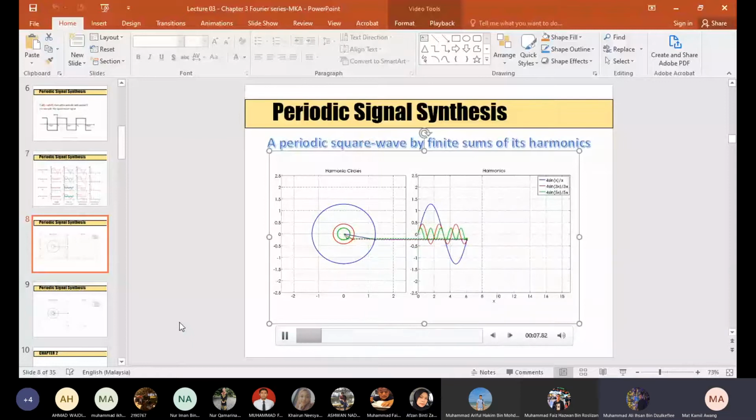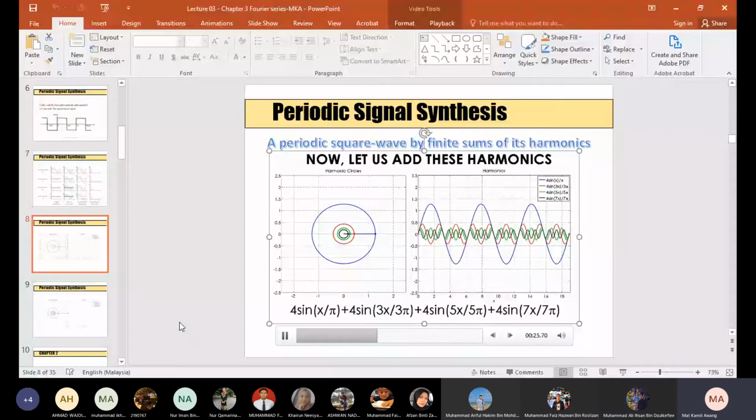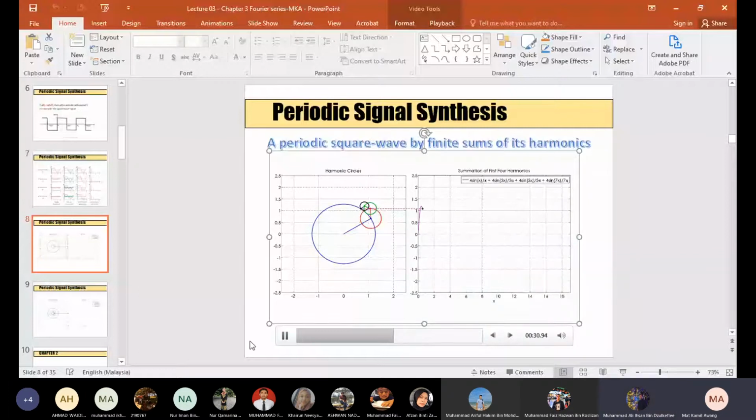So basically it draws the harmonics. The blue one is the first, the second one is the 4 sine 3x, which is the third harmonic, and the fourth one is the fifth harmonic. So this is what you get when you add those harmonics.